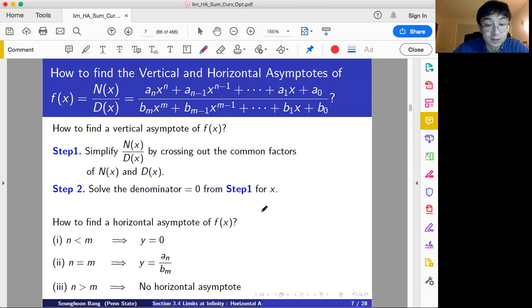I want to give one example. f of x equals 5 over x plus 3. What is the vertical asymptote? So could you write your answer on the chatting board, please? What is the vertical asymptote of this function? Do you know what the vertical asymptote is? I want to use these steps. So what do you think? Could you write your answer on the chatting board, please?